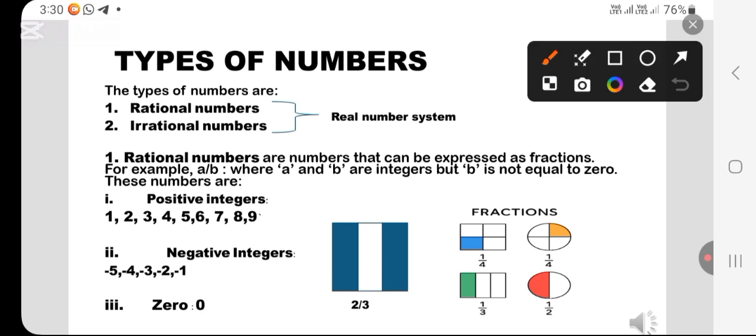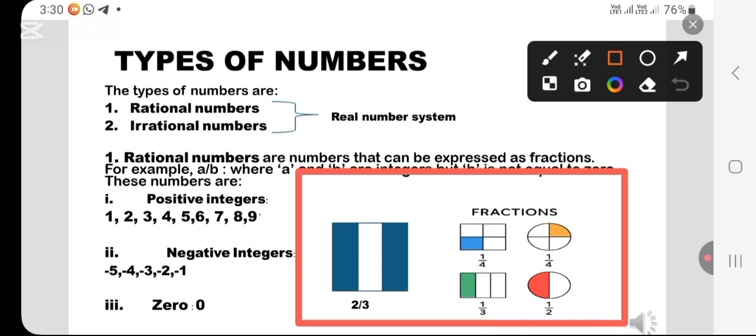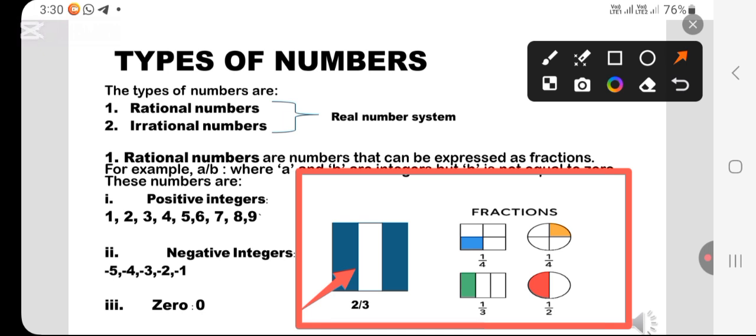For more understanding of fractions, we can make use of this illustration diagram here. Let's look at it together. This square was divided into 3 parts. But this colored part was taken off. So the fraction taken off is 2 over 3.